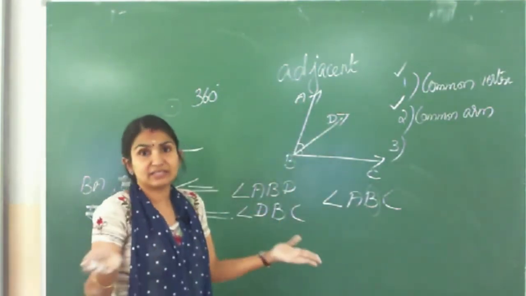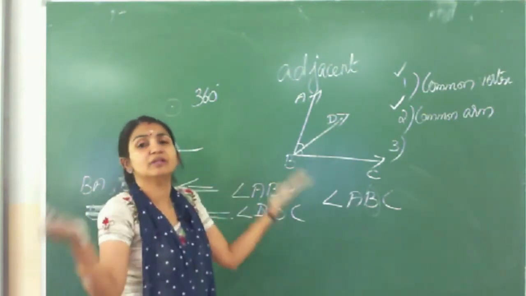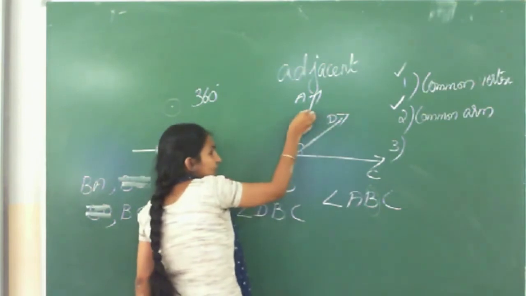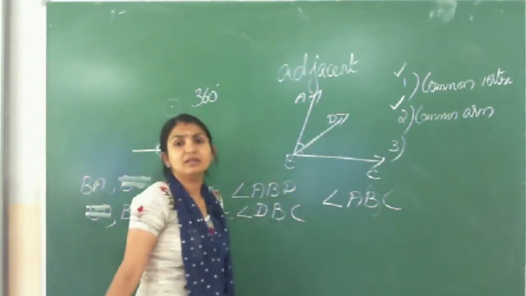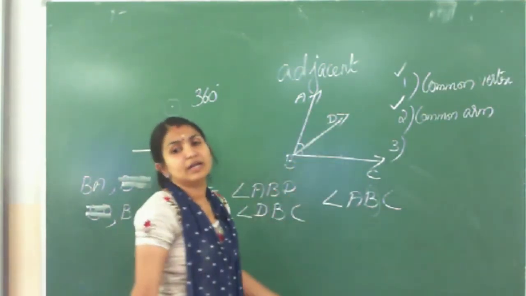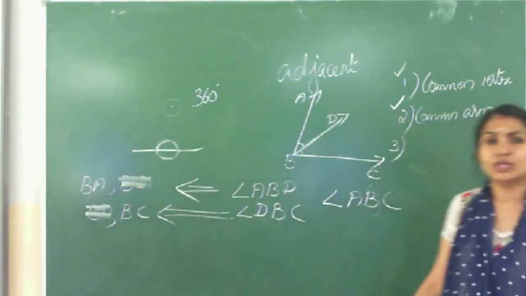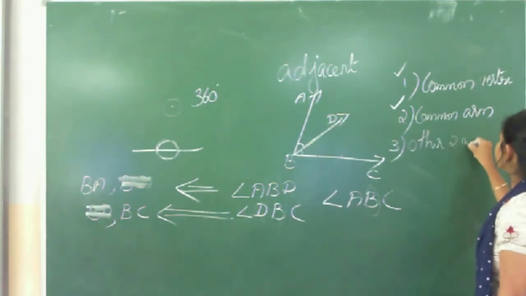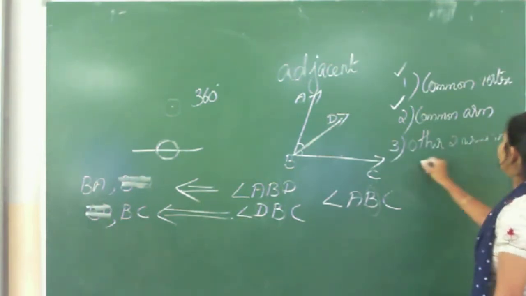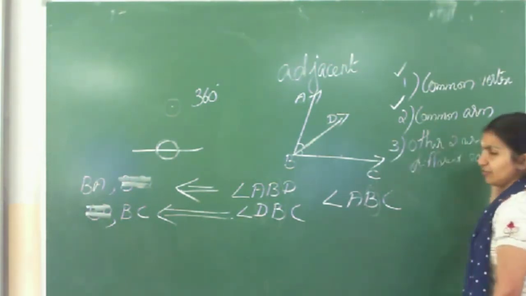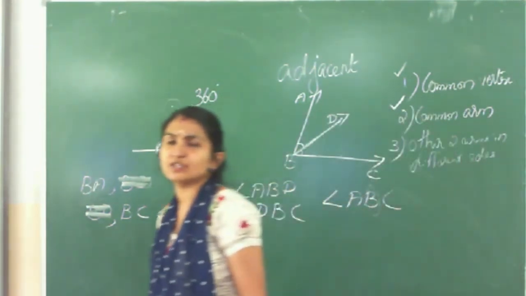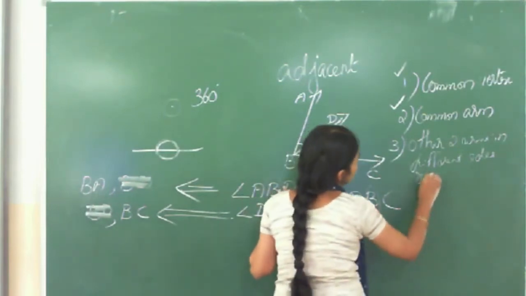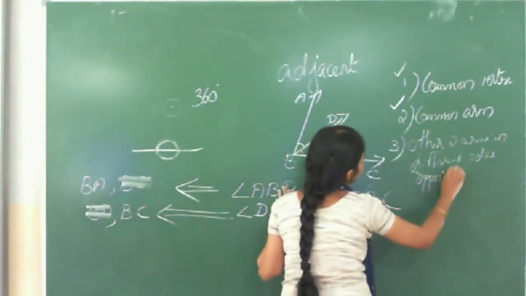They should not be on the same side, they should be on different sides. See, when we check this BD, one is in the upper part and the other one is in the lower part. They are on different sides. So the third one is that the other two arms should be on different sides, or we can say on opposite sides.